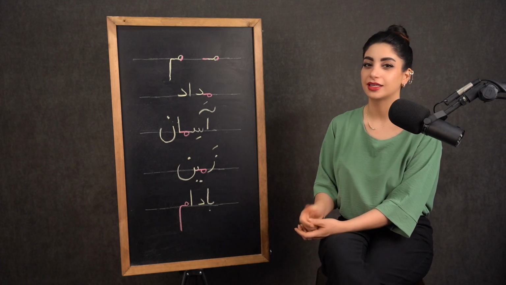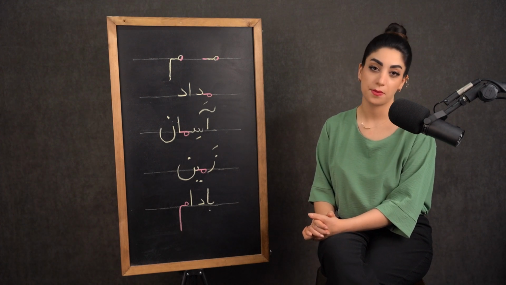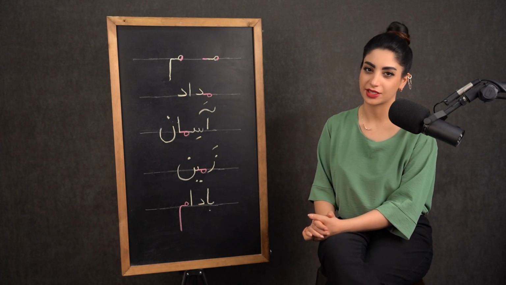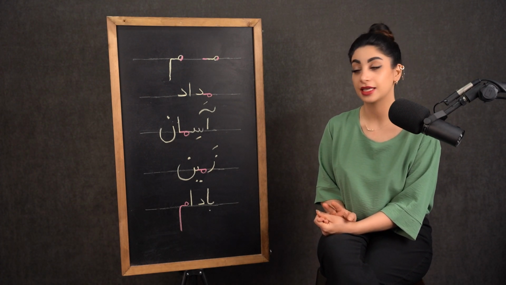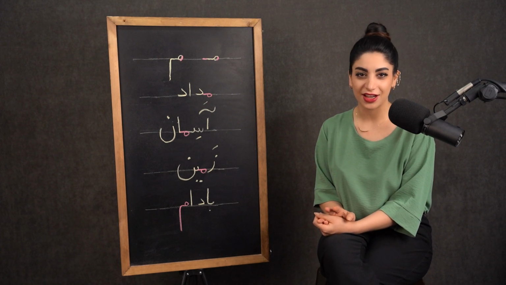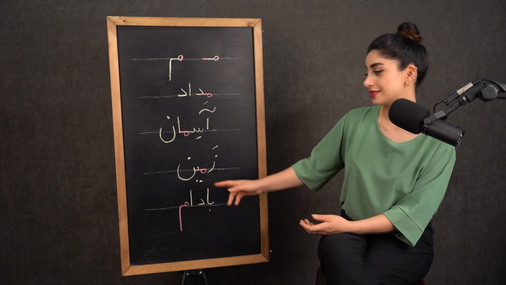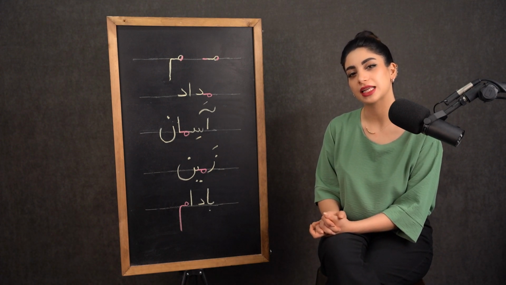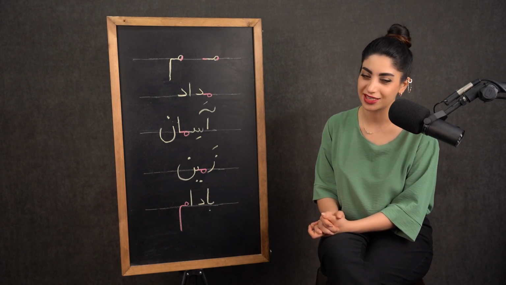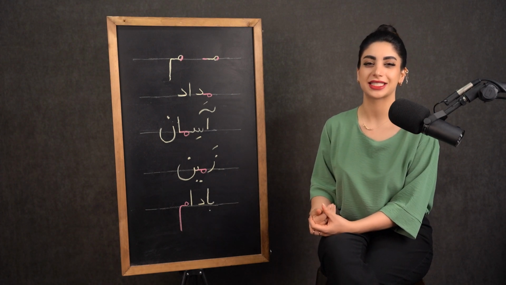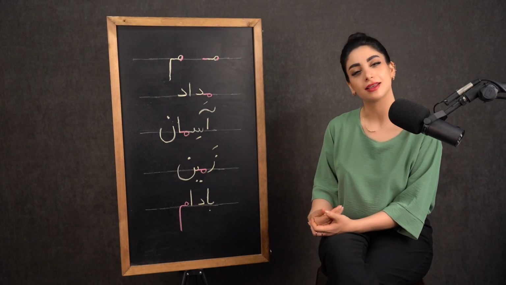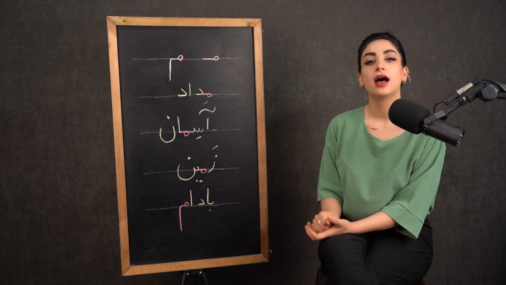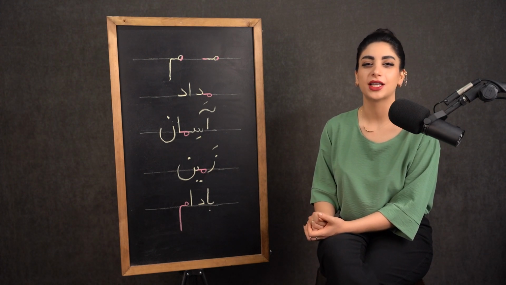And the main one, instead of saying pencil, we say medad. Instead of saying sky, we say asaman. Instead of saying earth, which I don't think you really use that much, but anyways, instead of saying earth, we say zamin. And instead of saying almond, we say badam.